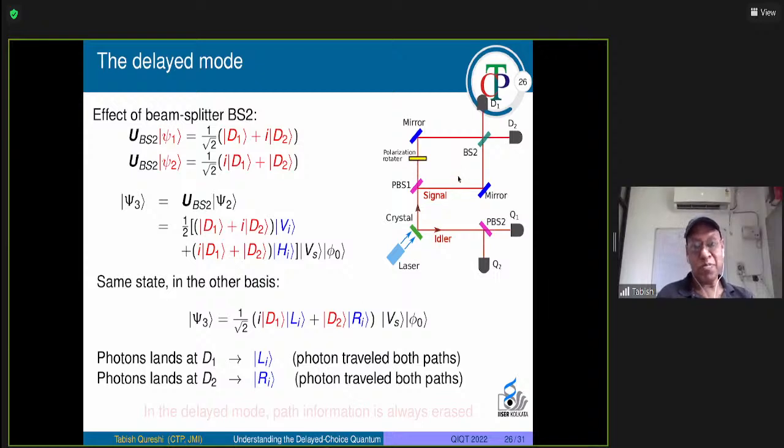So that means in the delayed mode, when the particle has landed on these detectors first, the state of the idler is already fixed. So this landing fixes that, and you no longer have a choice. Both of these possibilities correspond to erased path information. The particle has gone through both the states. So in the delayed mode, the path information is always erased. You can see it is very clear from this analysis.